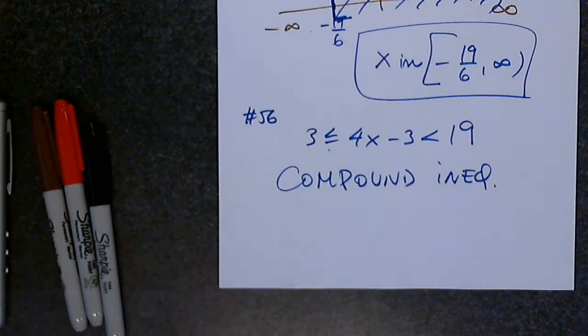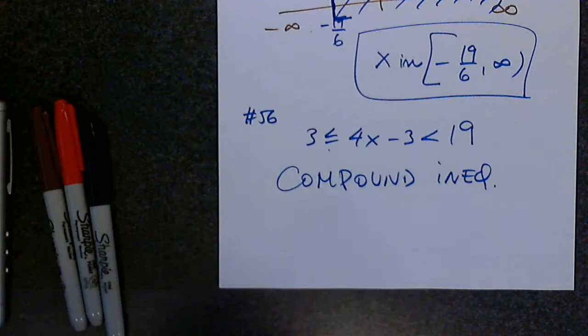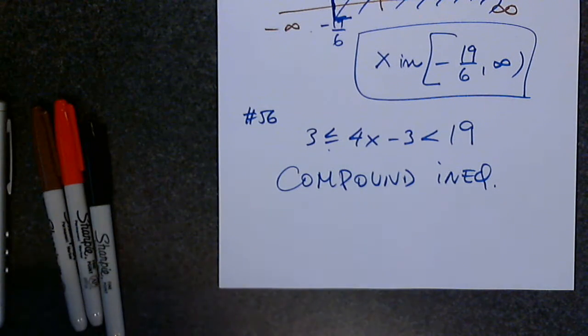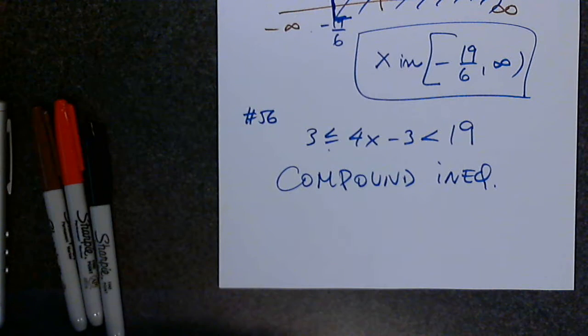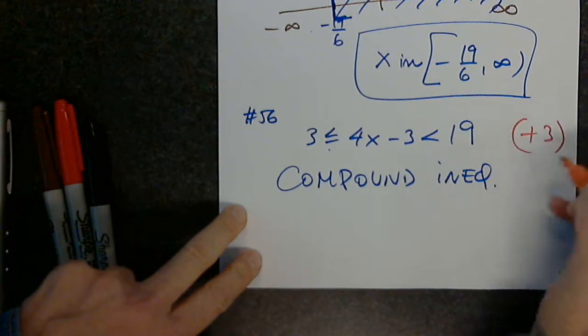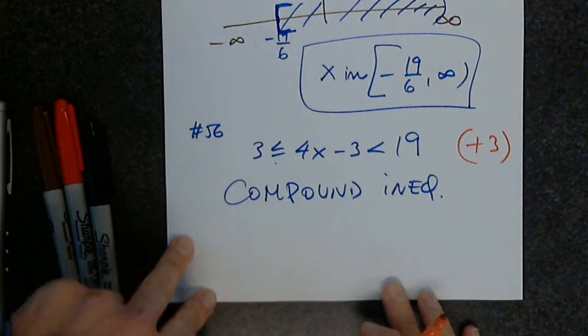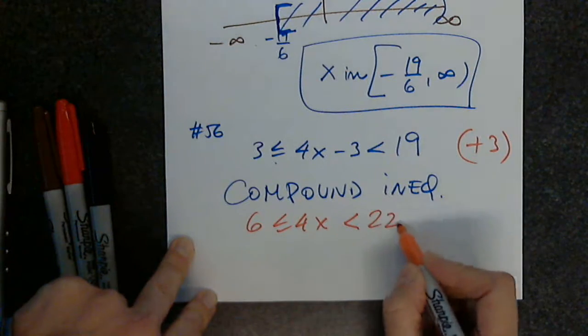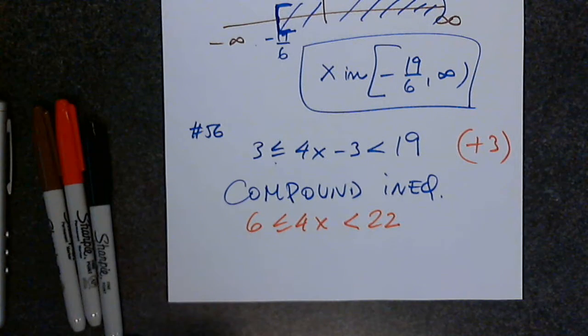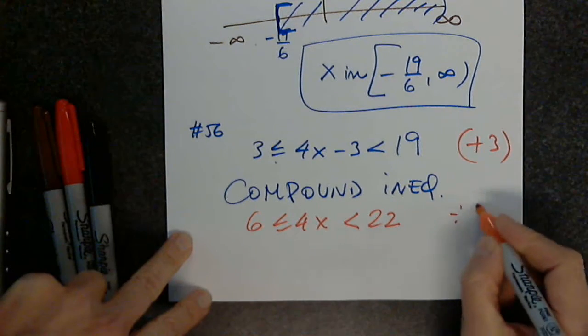What will be the first step? What do you want to get rid of in order to get closer and closer to x alone, or isolate x inside? What would I have to do to all three sides? Yes, I have to remove the weakest link. So 6 less than or equal to 4x less than 22. And final step, I have to remove. That's it, and we're done.